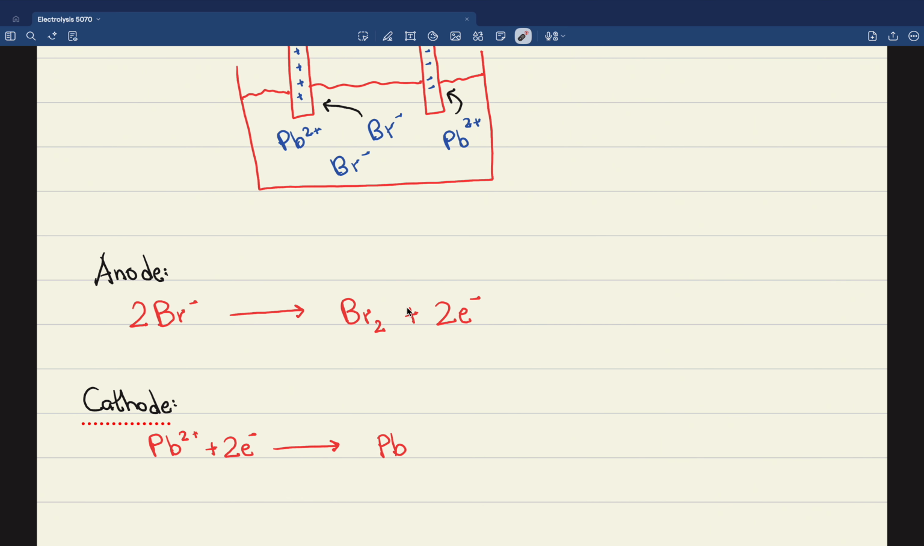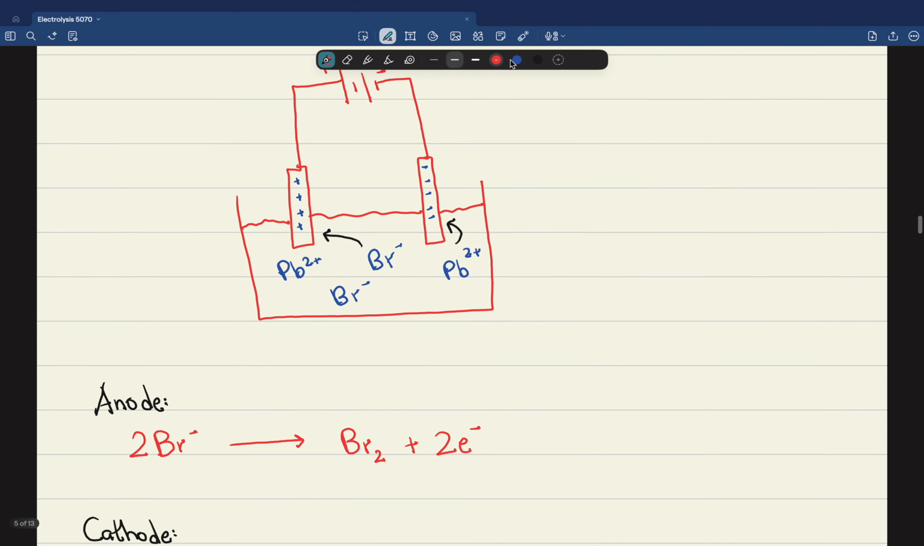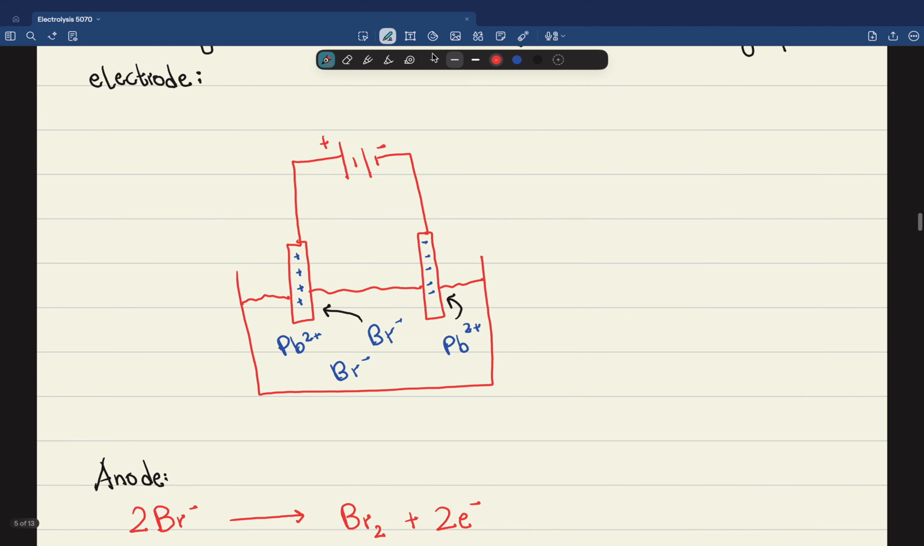Because you must be wondering, okay, these were lost from bromide, but where do these electrons come from that lead is going to gain? These are the same electrons that bromide lost, right? Hence, what we established from all of this is that, let me first establish what an external circuit is. The external circuit is one that includes the battery, these wires, and these electrodes. This is called the external circuit, right? And this is called the solution.